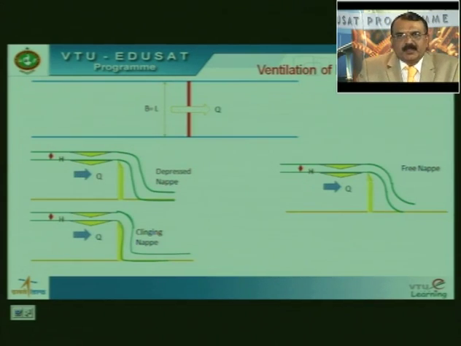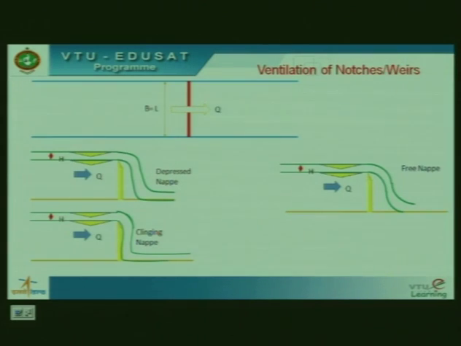Then, just now we saw that in case of an end contraction, we introduce L minus 0.1 NH for a notch with end contraction. In case of a suppressed notch, we do not have any modification of the original equation that we derived. But there are a couple of issues with this suppressed notch, or notch without end contractions. There we are talking about what is known as ventilation of notches or weirs.